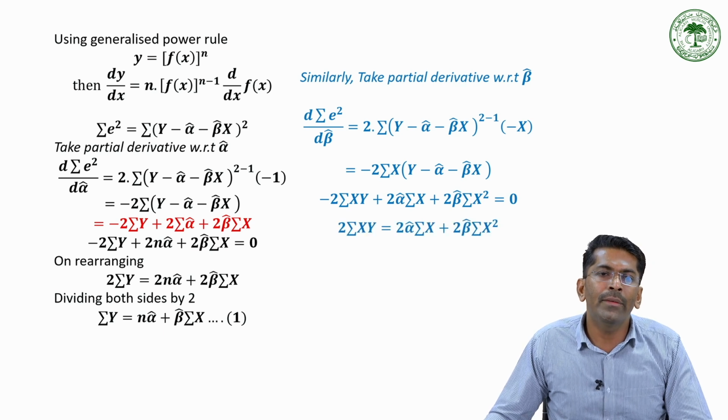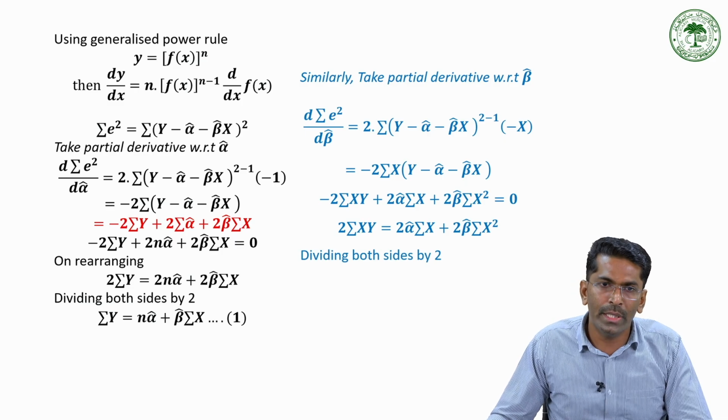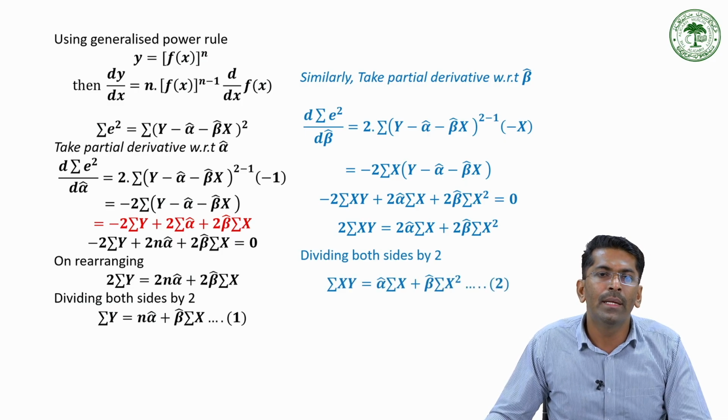Now by rearranging, we can rewrite it as 2 sum of xy, taking other things to the right side. So it will become 2 into alpha hat sum of x plus 2 beta hat sum of x square. See, 2 is common here, so I am going to divide both sides of the equation by 2. Then it will become sum of xy equals alpha hat sum of x plus beta hat sum of x square. We are denoting this as equation 2.